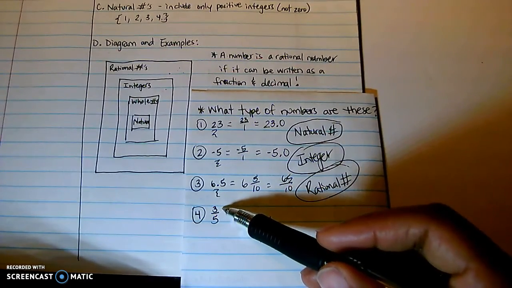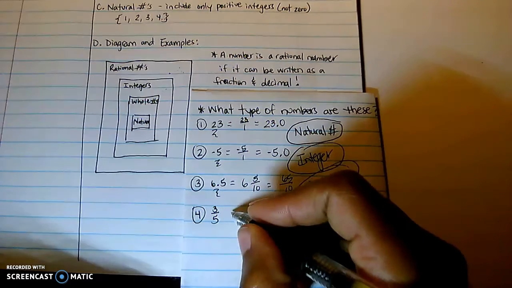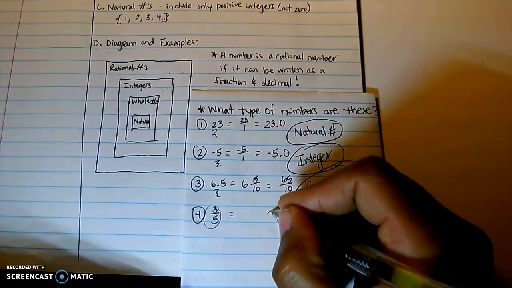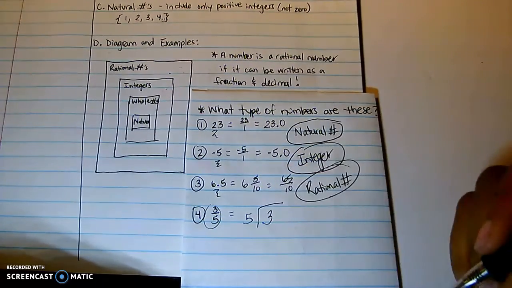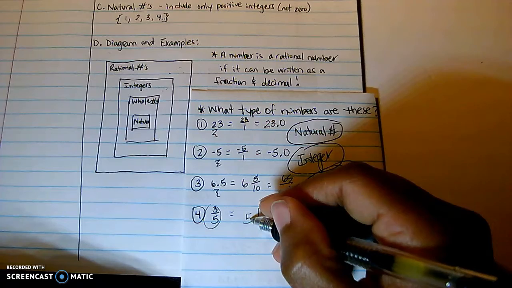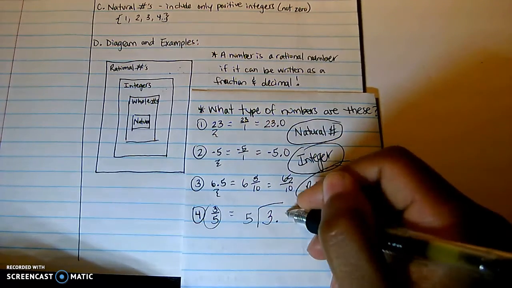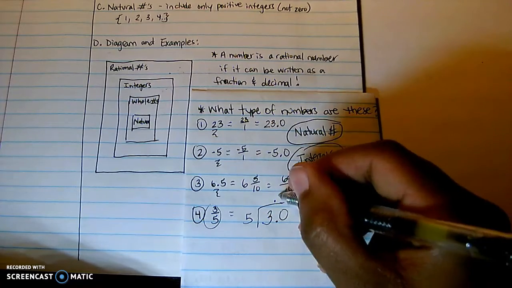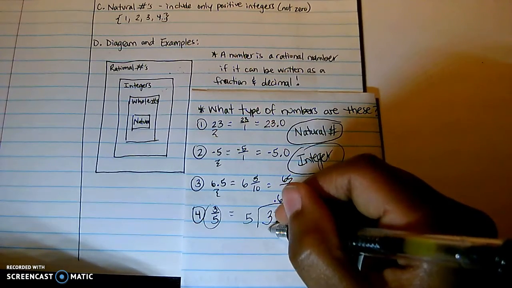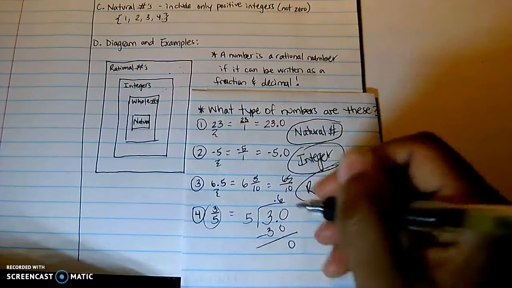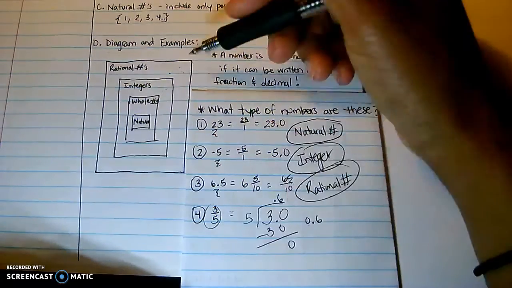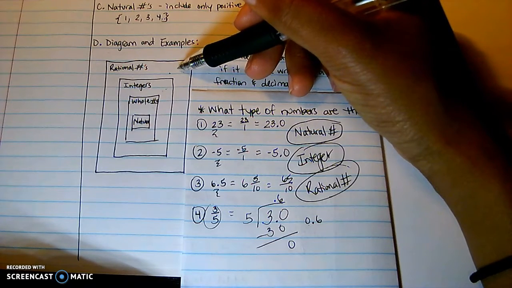3 over 5. Can we represent it as a fraction? Well, it's already a fraction. Can we represent it as a decimal? Well, 3 divided by 5, we can't take 5 into 3, so we have to put a decimal point and a 0. Bring our decimal up. That's going to go into 30 6 times. And so our decimal version is going to be 0.6.